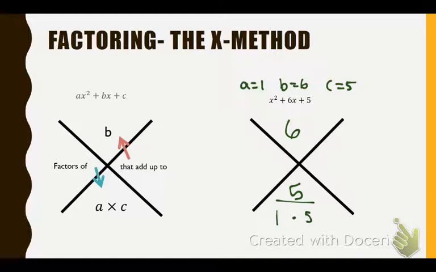So what you do, you find factors of the bottom that add up to the top. So these are the only factors. Does 1 plus 5 equal 6? Yes. So those are the two factors that you will be able to use.